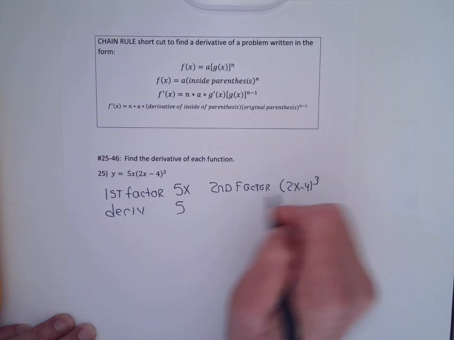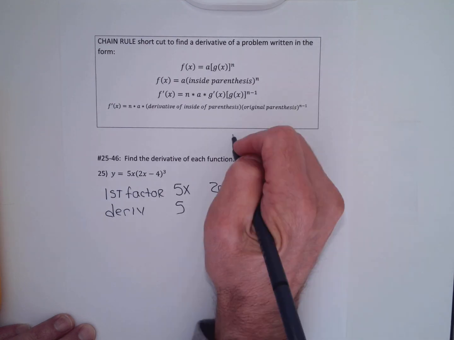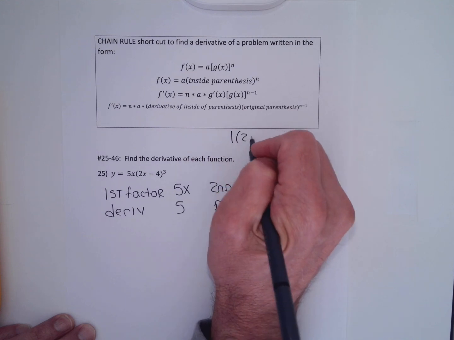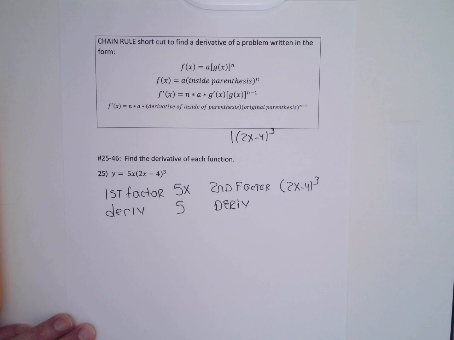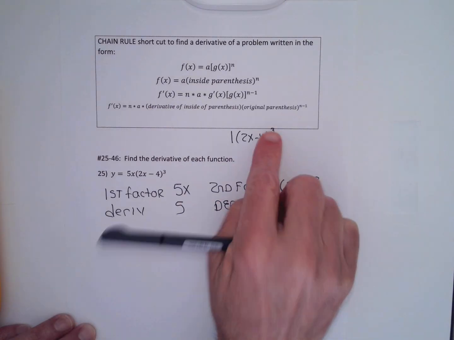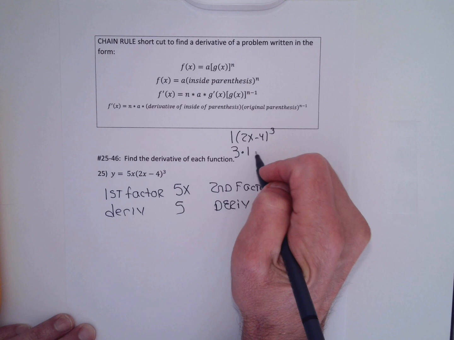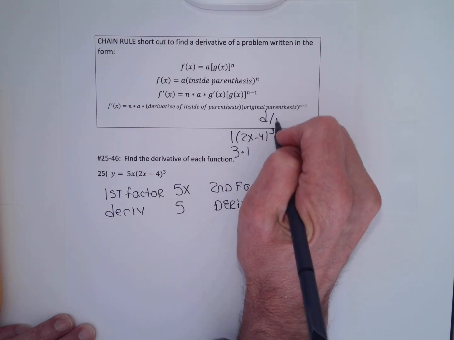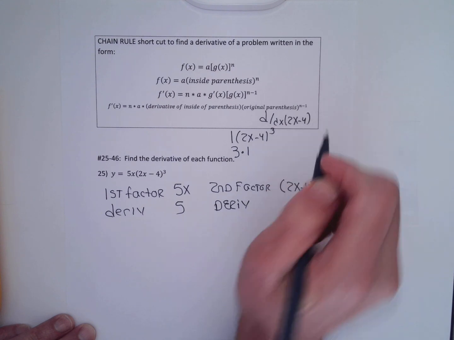To find its derivative, I'm going to need to use the chain rule. So let me find its derivative. That factor is 1 times 2x minus 4 cubed. I'm going to find its derivative. Because it's finding the derivative of a parentheses with an exponent, I need the chain rule. I'm going to go 3, multiply it by 1, and then multiply by the derivative of the inside of the parentheses. That's the derivative of 2x minus 4.